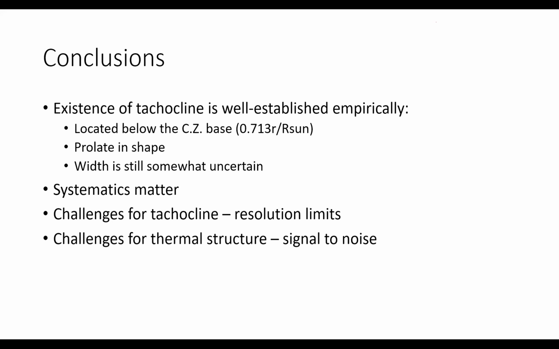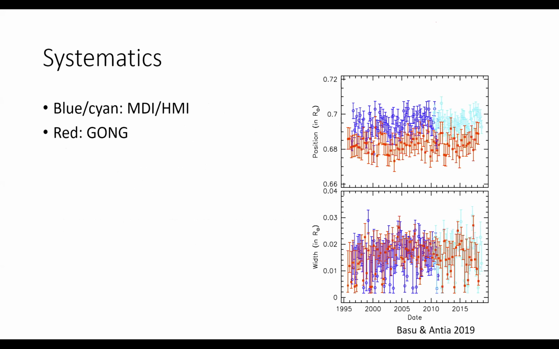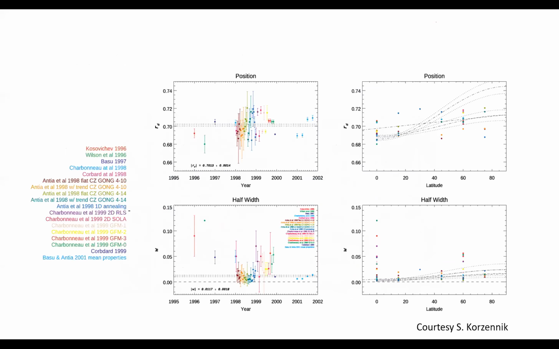Thanks, Charles. I just wanted to ask a question of clarification. You made the point that the base of the convection zone is above the tachocline, but the tachocline as we can measure it has some width. Does the base of the convection zone fall within that width? Yes, it does. I'm sorry, I should have said that.